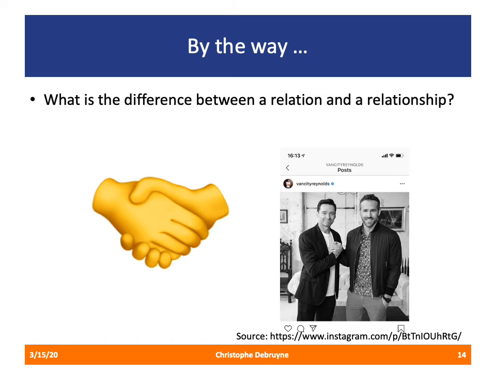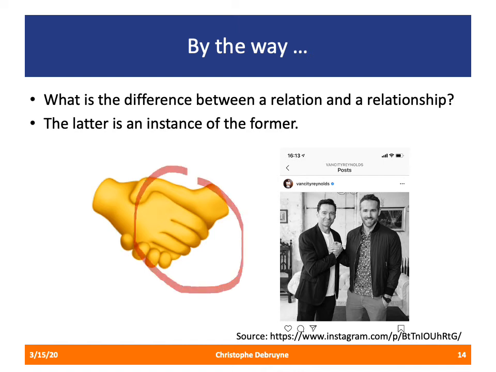An important distinction to make is the difference between relation and relationship. What is the difference? Well, a relationship is an instance of a relation. Take, as an example, the relation friend of, which is abstract. The fact that Hugh Jackman is friends with Ryan Reynolds, that's an instance of said relation.